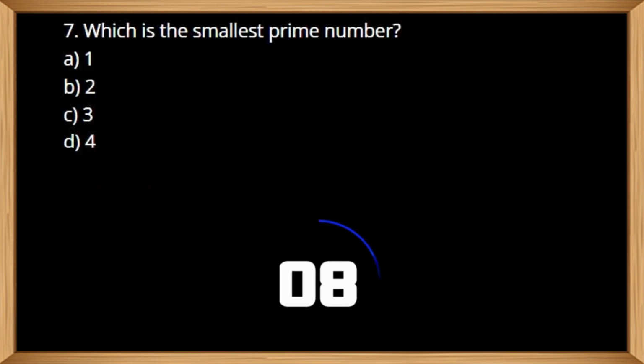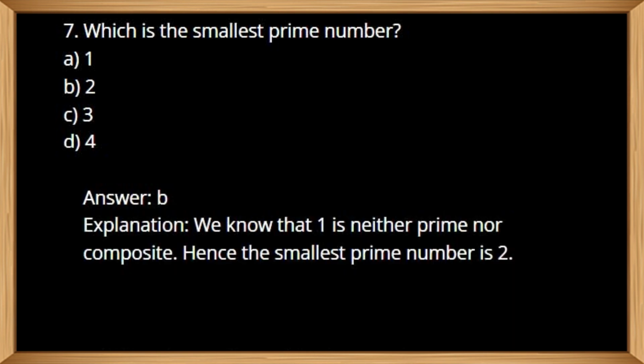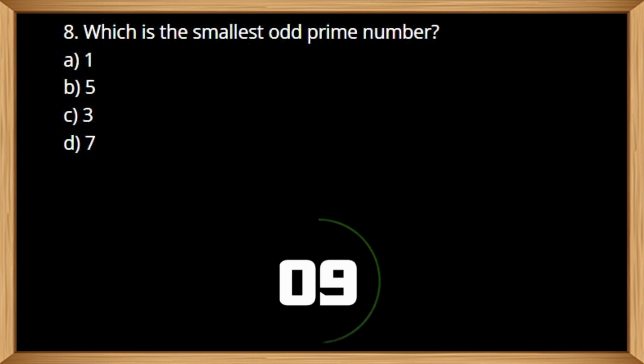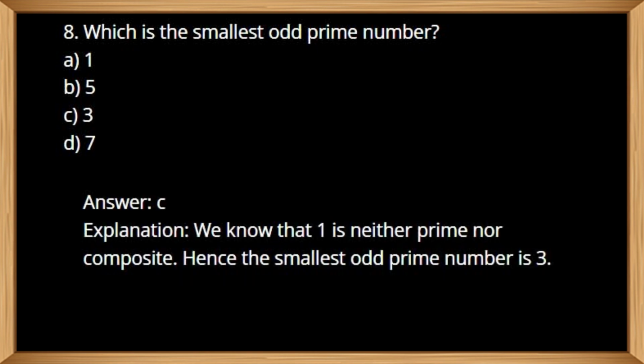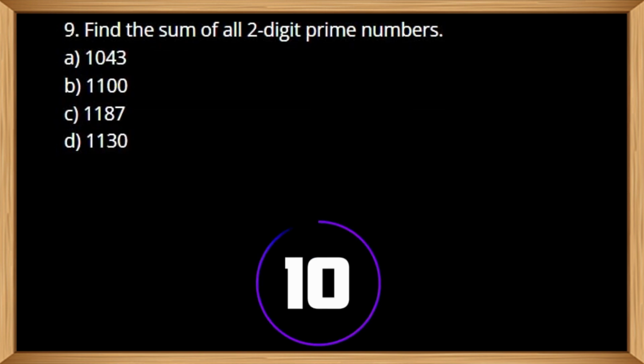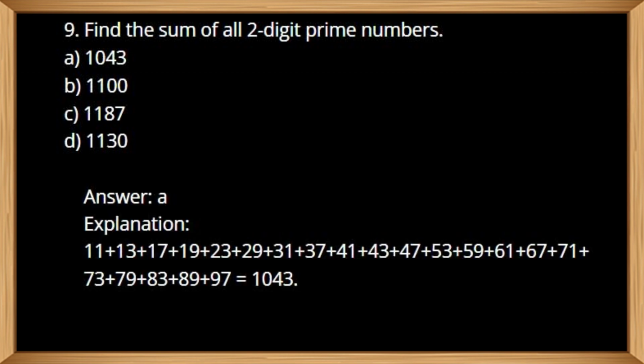Which is the smallest prime number? Option B 2. Which is the smallest odd prime number? Option C 3. Find the sum of all two-digit prime numbers. Option A 1043.